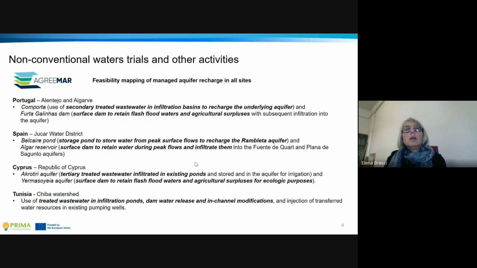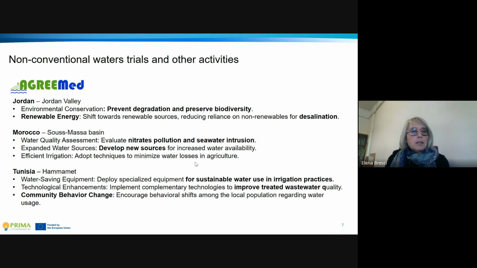So the common method was the managed aquifer recharge that has been explored in the 4 different demo sites. So in Portugal and Spain, Cyprus, and Tunisia. I'm not going through that because I'm sure that it is going to be presented by all the project. So in AGREEMED, the same, the 3 different demo sites were Jordan, Morocco, and Tunisia.